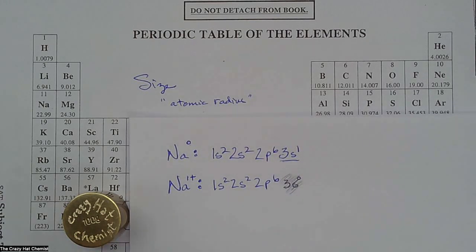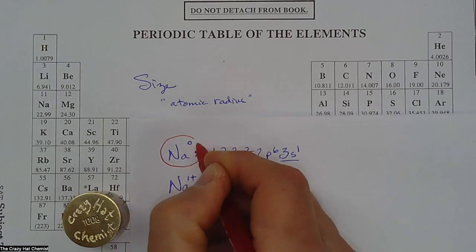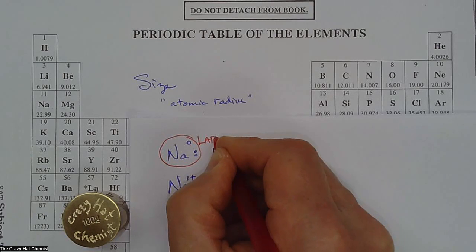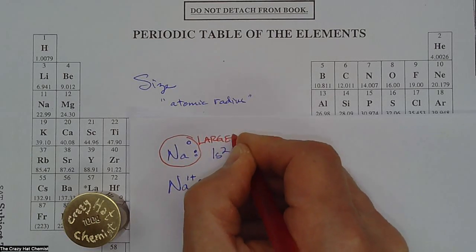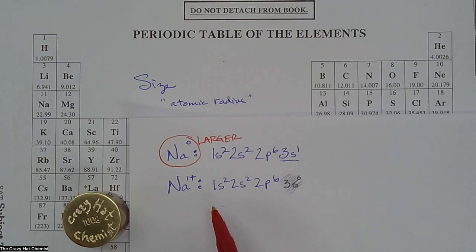So which one is larger in terms of size in regards to this? This is going to be a generic trend here, and that is metals lose electrons. Sodium is a metal, so metals lose electrons, okay? And metals are always larger than their ions. Okay, and the reason for this is that the ion has lost a shell. It has lost the 3s shell.